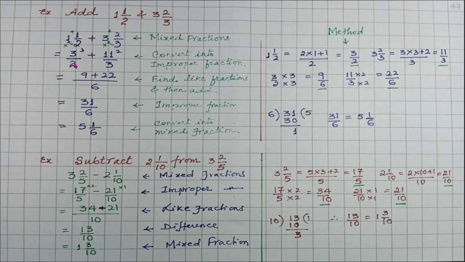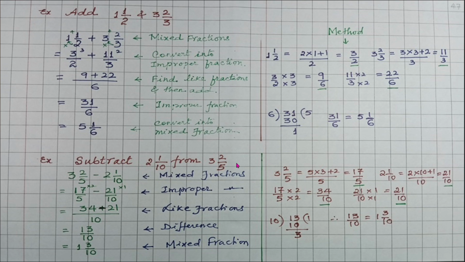LCM of 2 and 3 is 6, so 2 3s are 6, 3 3s are 9, 3 2s are 6, 11 to the 22, and therefore add the numerators. 9 plus 22 is 31, 31 upon 6, and divide 31 by 6, we get 5 integer 1 upon 6. So that is the sum of the two given mixed fractions, which is again a mixed fraction 5 integer 1 upon 6, and that is the procedure of addition of mixed fractions.